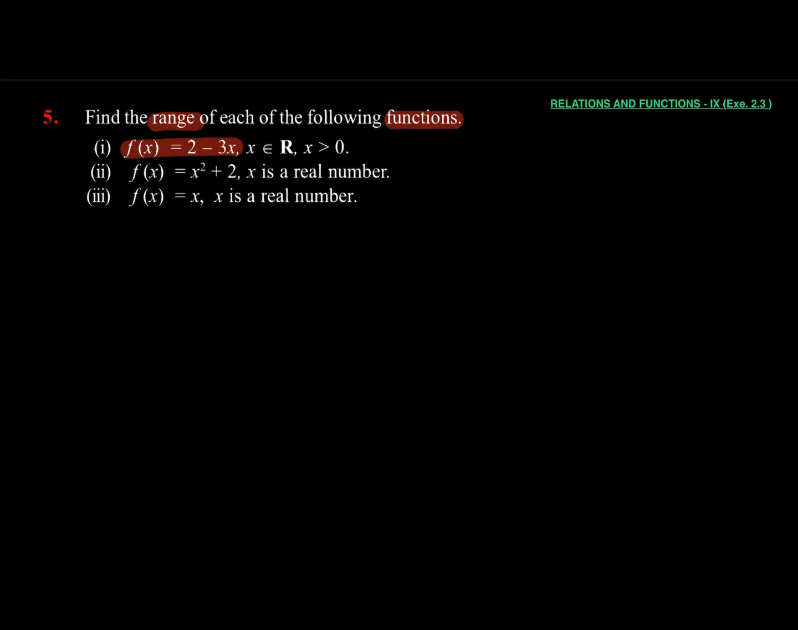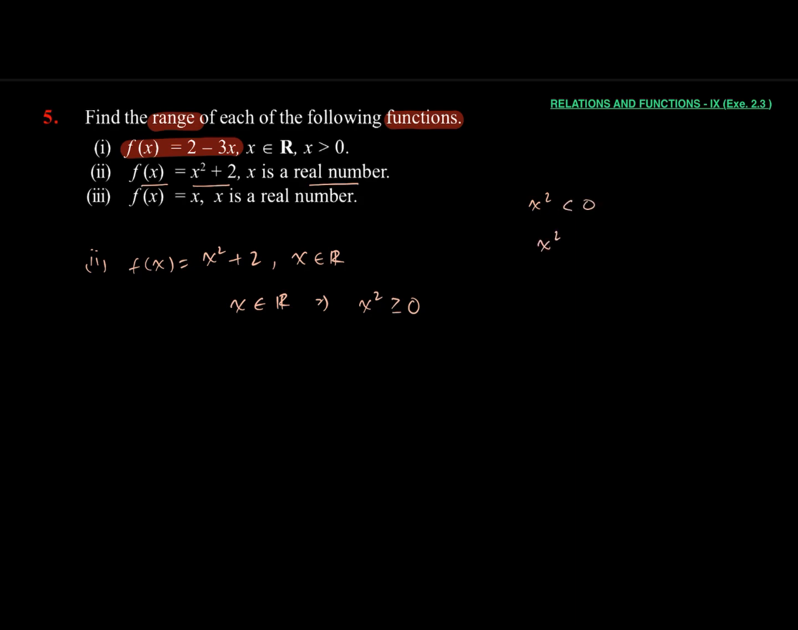Towards part second. So part second is a function f(x) = x squared plus 2, where x is a real number. Here we are given the function f(x) equal to x squared plus 2, where x is a real number. Now since x belongs to real numbers, this implies that x squared will be greater than or equal to 0. x squared cannot be less than 0.